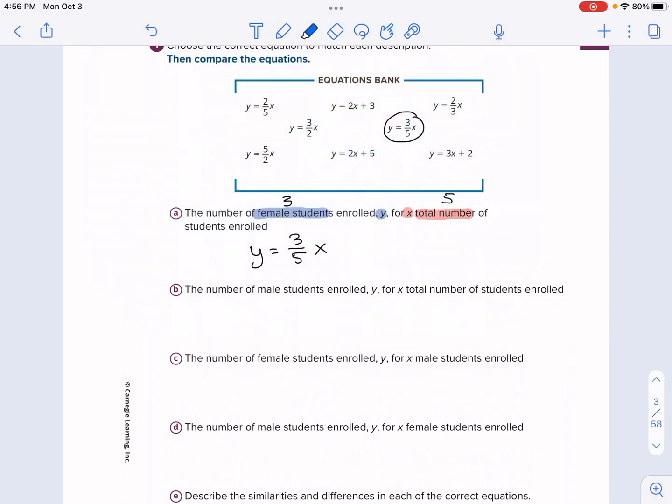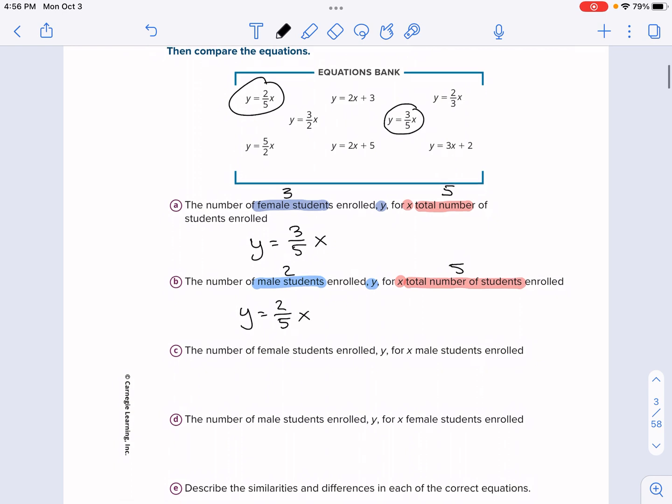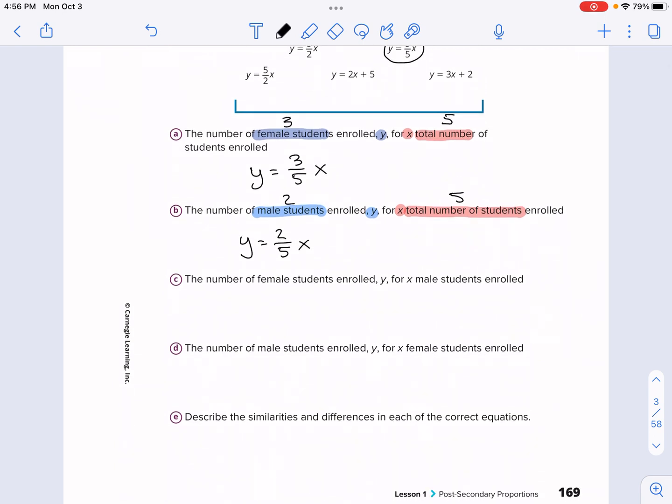The number of male students Y, and then in red, this is also total number of students represented by X. So this we talked about earlier. This is 2 out of every 5. So we're going to look at something that has 2/5. And that is this one right here. So let's represent that. Y is equal to 2/5 X. Okay. Let's do one more.